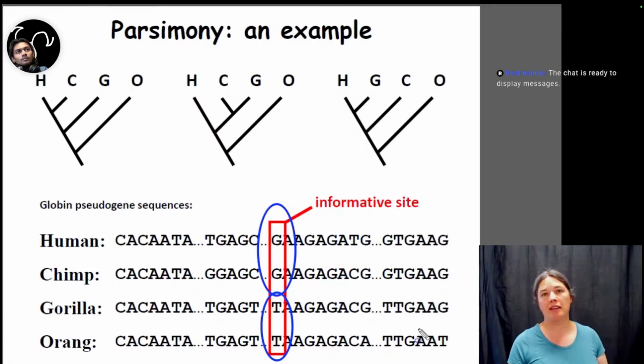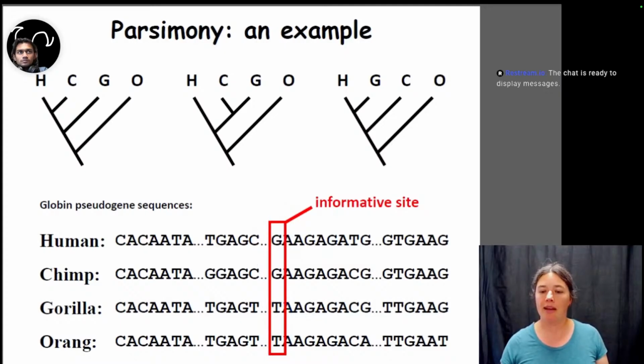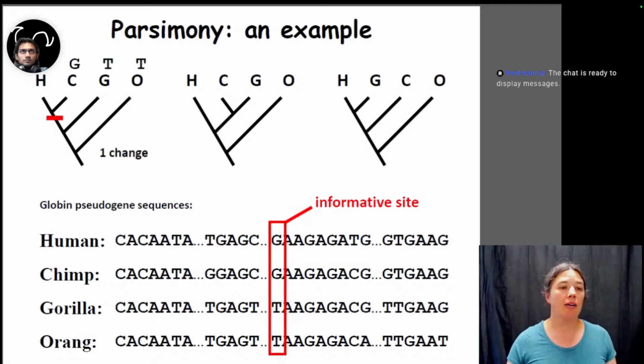Now, let's map this trait onto each of the trees. Assuming that the tree is true, where on the tree would this trait evolve? Let's take a look. In the first tree here, you can have it evolve right here. And so humans and chimpanzees have the shared derived trait, and the gorillas and orangutans both have an ancestral trait. So it just requires one evolutionary change.